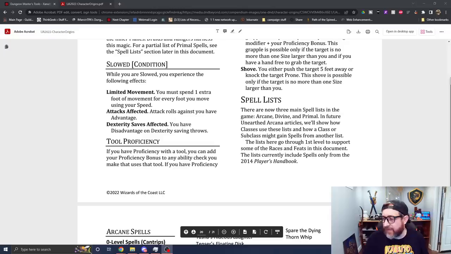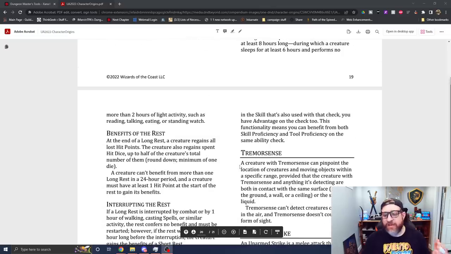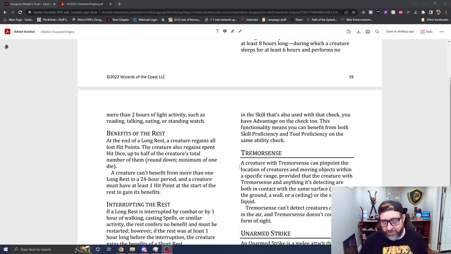So let's go ahead and take a look at what I'm talking about, and that is tool proficiencies. If you look right here, it says, if you have proficiency with a tool, you can add your proficiency bonus to any ability check you make that uses that tool. Now, that's nothing new. That's basically been there since the Player's Handbook. No problem. If you have proficiency in the skill that's also used with that check, you have advantage on the check too. This functionality means you can benefit from skill proficiency and tool proficiency on the same ability check.